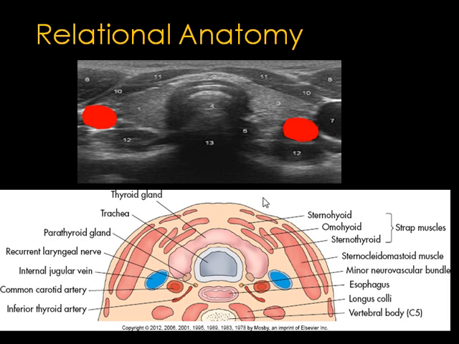Posterolaterally, here is the common carotid artery, internal jugular vein. Here is the longus colli muscle, appear as a hypoechoic structure adjacent to the cervical vertebrae. Posterior-medially, this is the esophagus, appears like a target on transverse plane, and here is the trachea.